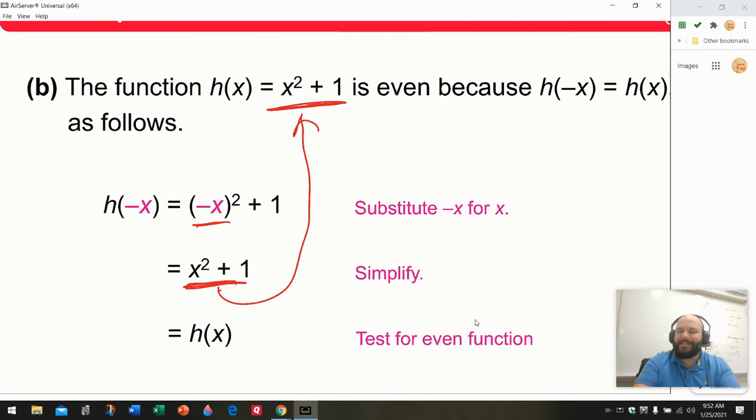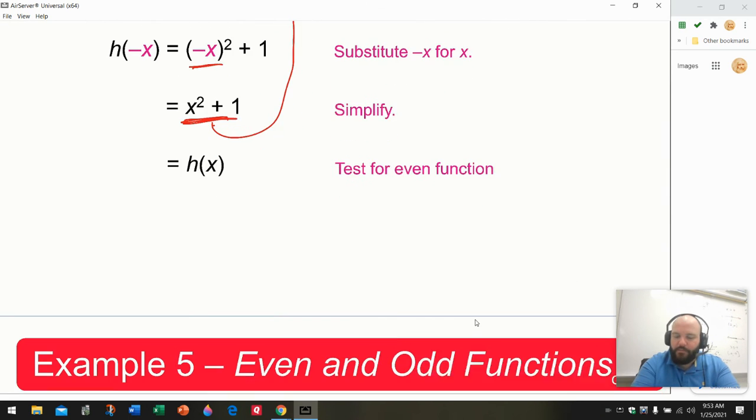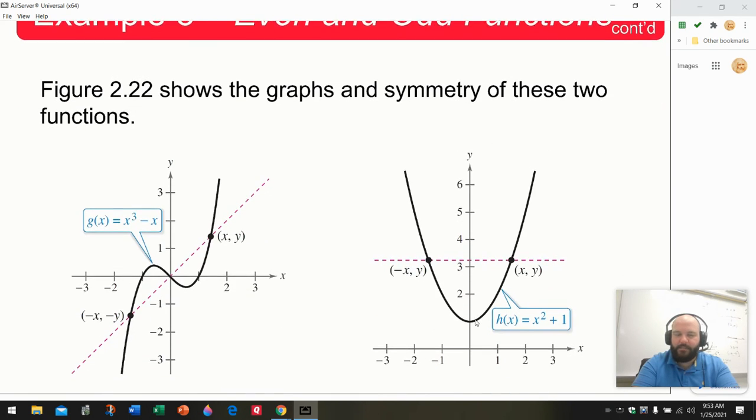So the test is the same for both. It's the result that tells us whether the function is even, odd, or, as you'll find out in a second, you can also have a neither. So what happens is all of the terms stay the same, and it's even. All of the terms flip their sign, and then it's odd. Or if some change and some don't, then it is considered to be neither even nor odd, which means our graph does not have any symmetry.